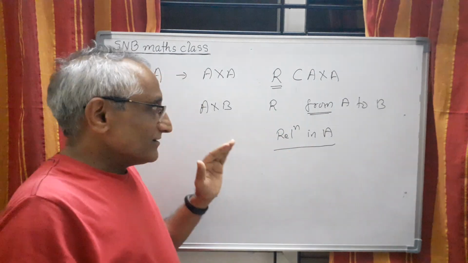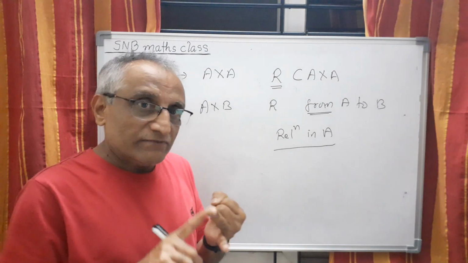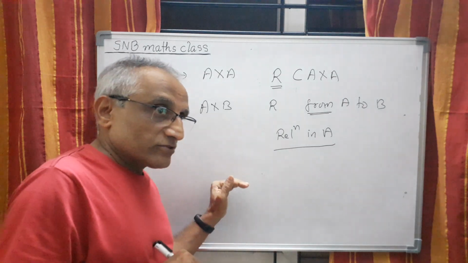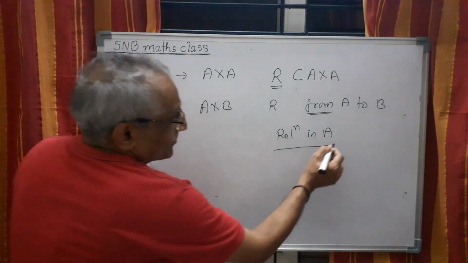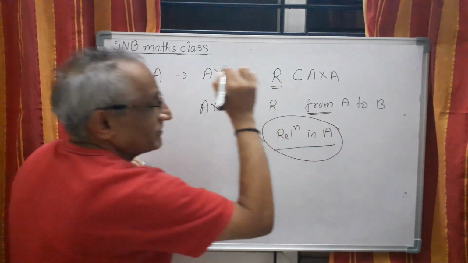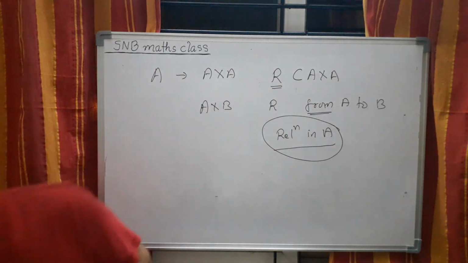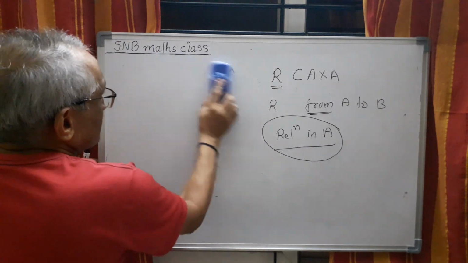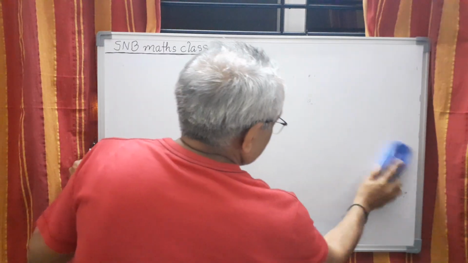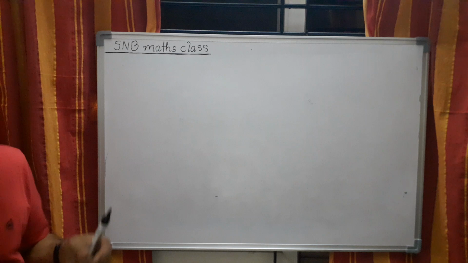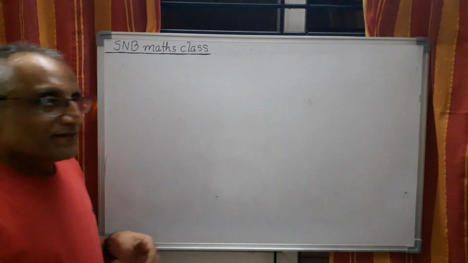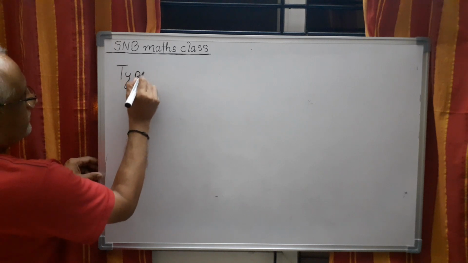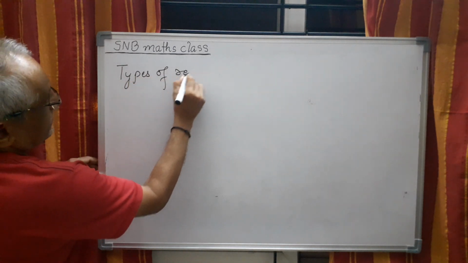Second one is, when we are studying reflexive, symmetric, transitive relations, those are the types we are going to study now. We are talking only about this type of relation in A only. So this is what we studied up to last year. Now let me start our present journey with the types of relations.